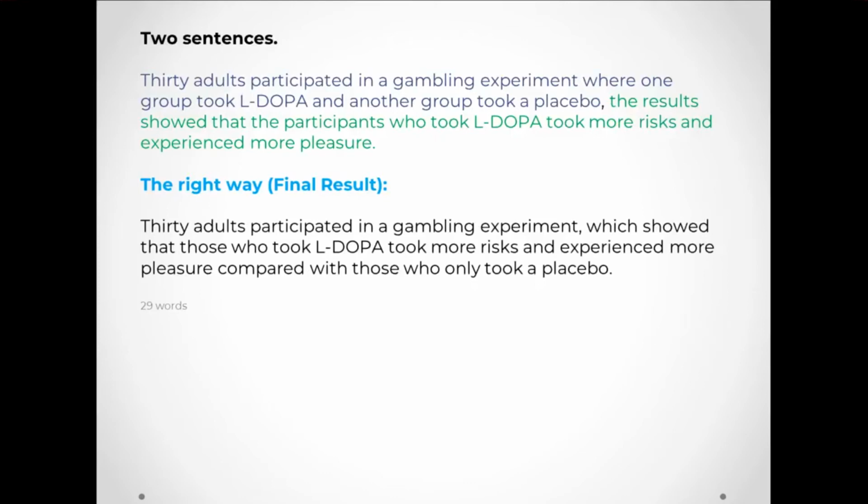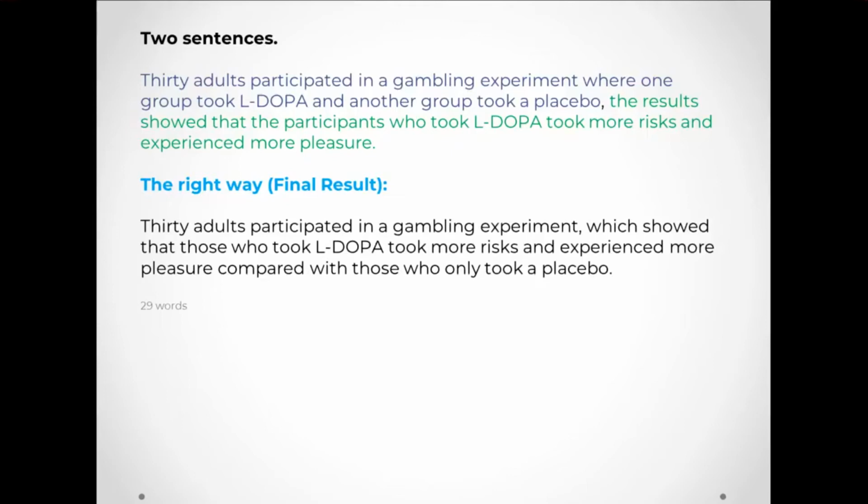All right? So I kept the first part because that was important. That is the subject. 30 adults. What did they do? Participated in a gambling experiment. What happened there? Well, one showed this result and the other showed that other result. That's basically it. I didn't keep any kind of details, right? I didn't put examples because that's not what a summary is about. It's not about giving examples. It's not about giving details. It's just about capturing the main idea.